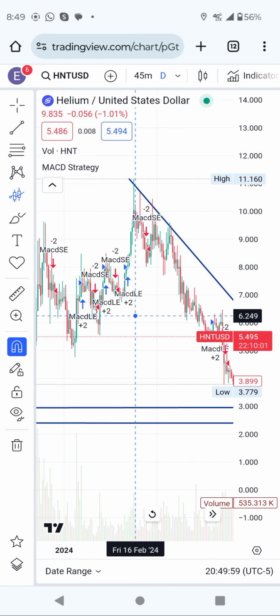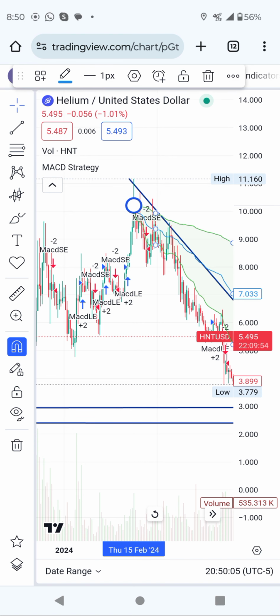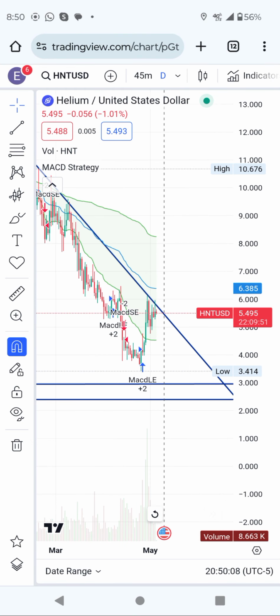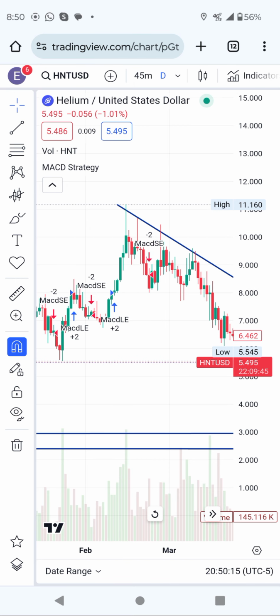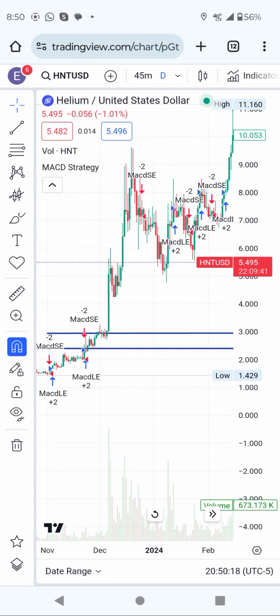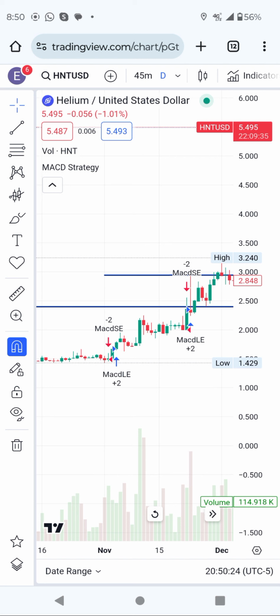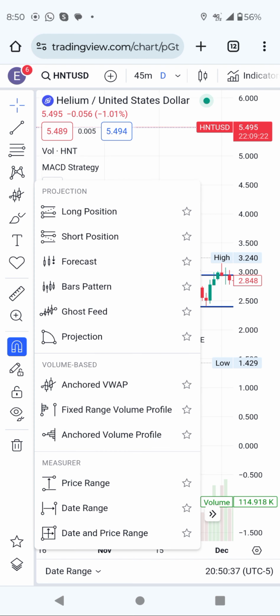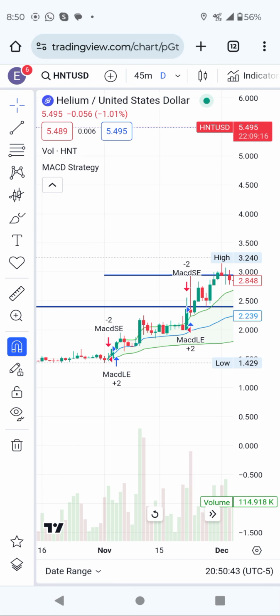I'm going to do another thing: I want to see if Helium is above the VWAP. Like right now you see Helium is not above VWAP. Even you can do it like this, and I can start from when it was trading less than $1 or $1.4 for a long time. So in the data here, Helium in 2023 was trading $1.4. So we want to see if VWAP is going to tell us the real thing.